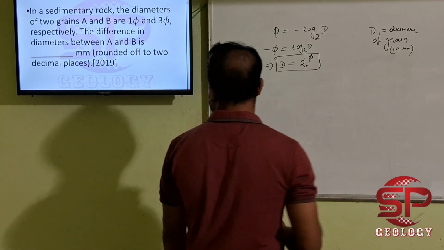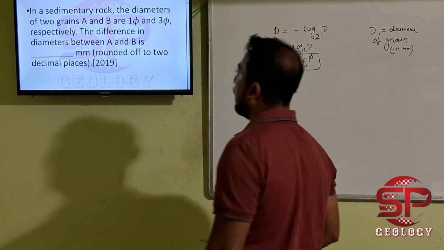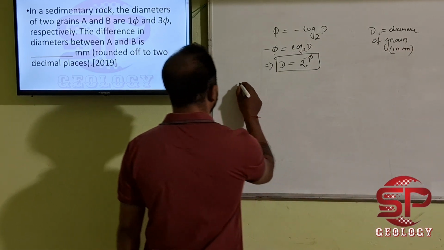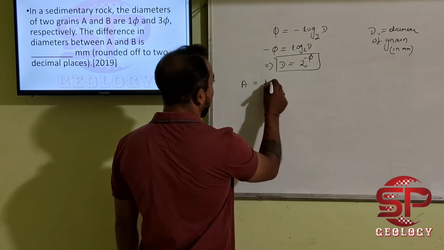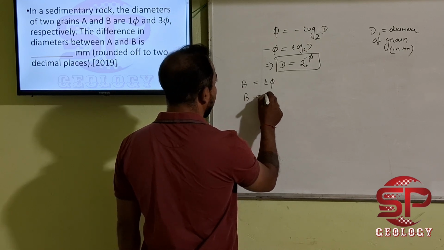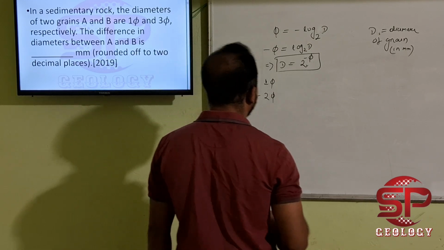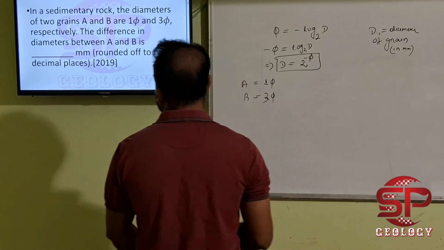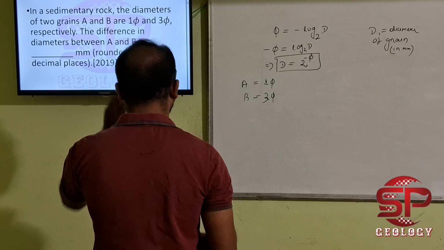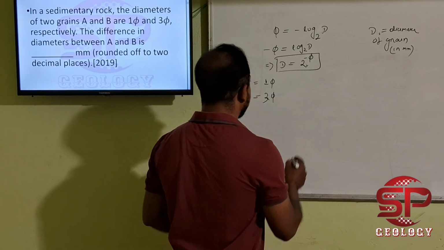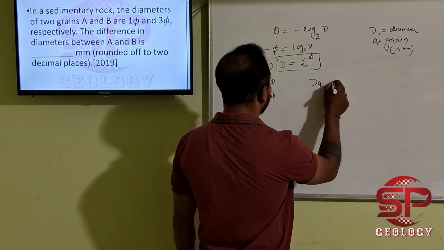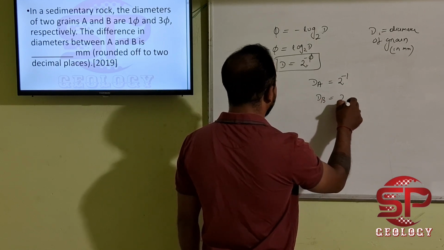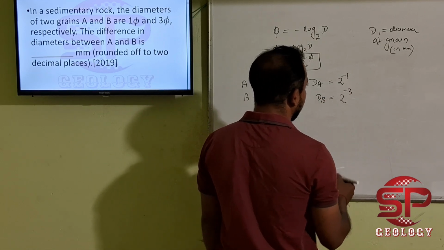See here, it is given that in the sedimentary rock the diameters of two grains are 1.5 and 3.5. So A is given as 1.5, B is given as 3.5. You have to calculate the difference between the diameters of A and B. So first we'll calculate the diameter of A, it will be 2 to the power minus 1. Then the diameter of B will be 2 to the power minus 3.